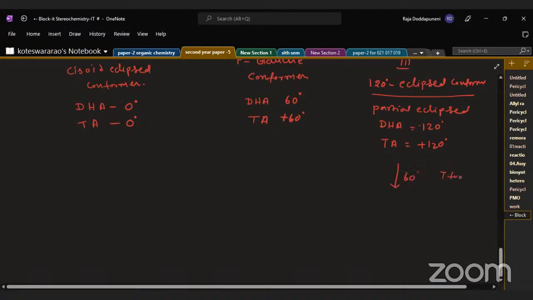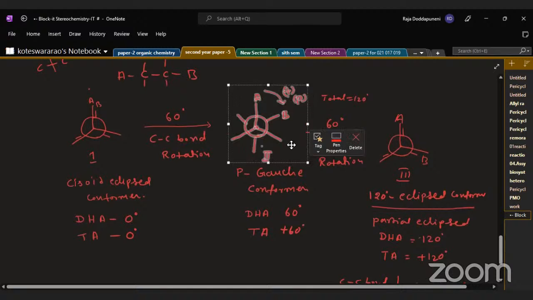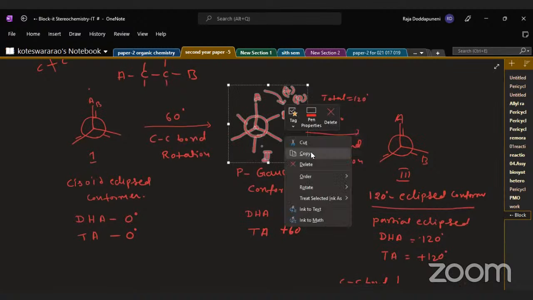Now the next, the total is 180 degrees. The total 180 degrees rotation from the first one to the next one. This is a 60 degrees C-C bond rotation. Then it leads to the anti or staggered conformation. You can call it a staggered conformation.